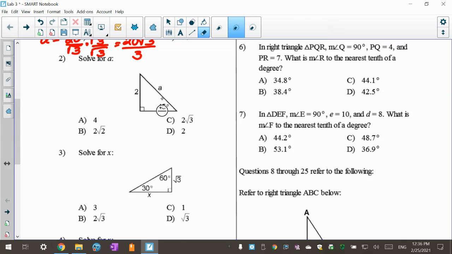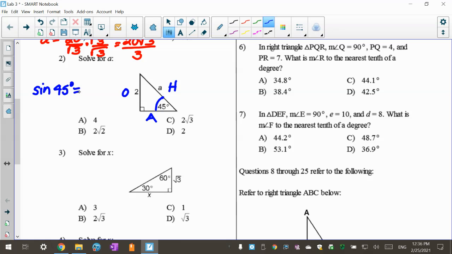I'm going to go through and label this HOA. And here's the angle I have. So across from the right angle is H, across from my angle is O, and here's A. I have something by the O, which is our 2, and A we need to find. So O over H is sine. So I'm going to do the sine of 45 degrees equals opposite, which is 2, over my hypotenuse, A, which we're trying to find.